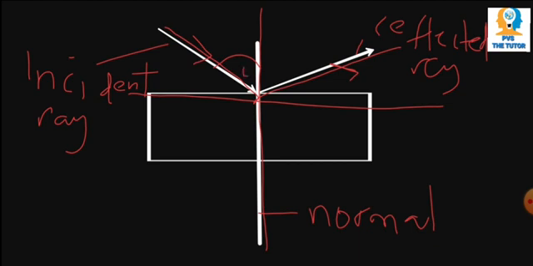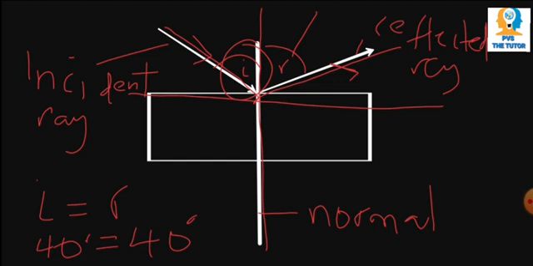Then there's this angle here and that angle here. So this angle, the one which is here, that's what we call the angle of incidence. Then this one here is what we call the angle of reflection. It happens that when a light ray hits a smooth surface or a rough surface, the angle of incidence is equal to the angle of reflection. For example, if the angle of incidence is 40, even the angle of reflection will be 40 degrees.